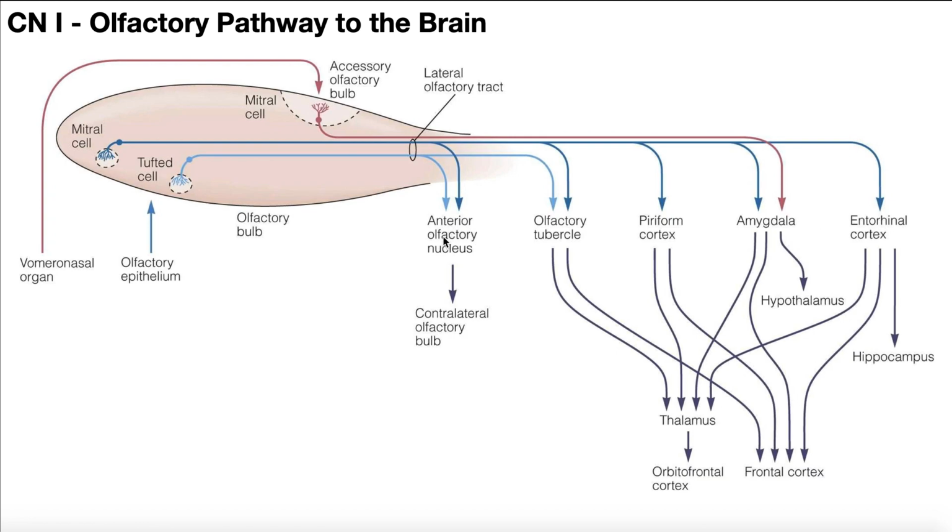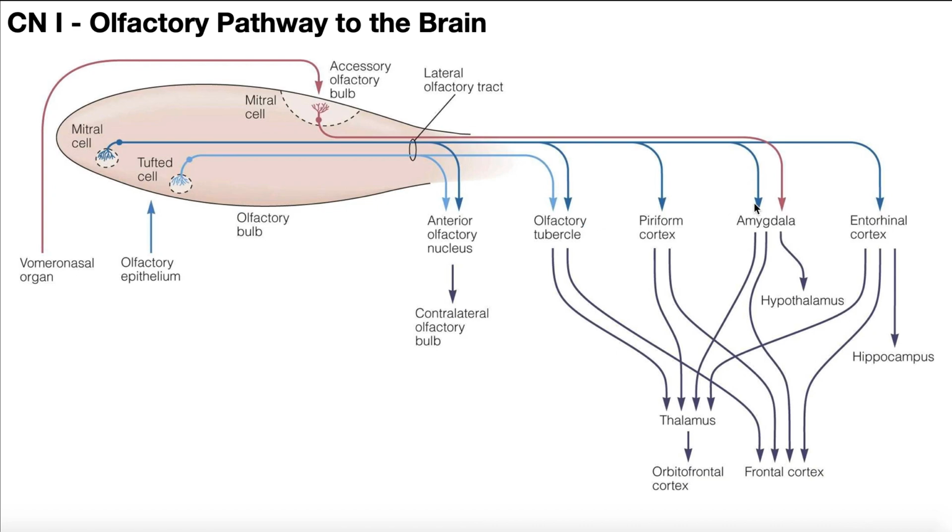Now, this first one we're not going to talk about too much, but this is the anterior olfactory nucleus. We see that it sends information to the contralateral olfactory bulb. So, whenever you sense things with your left olfactory nerve, there's actually some communication with the right olfactory nerve. The significance of that is not completely understood.